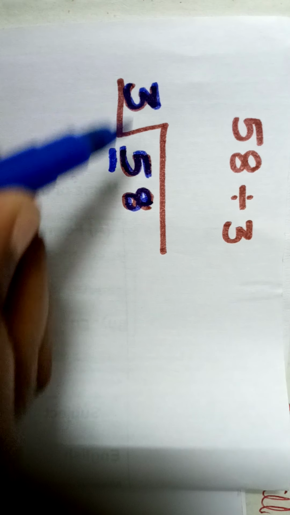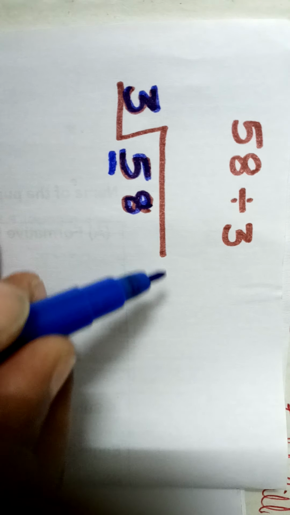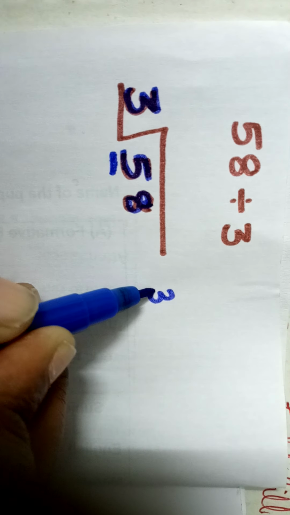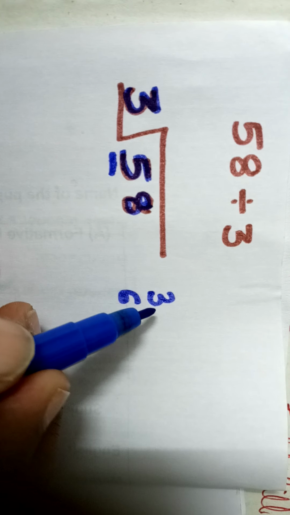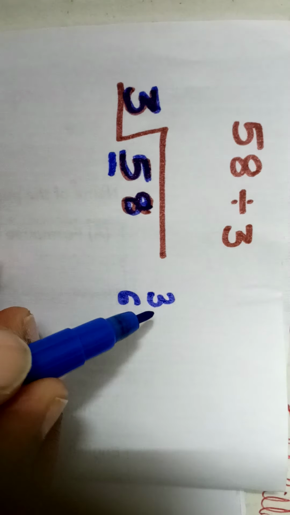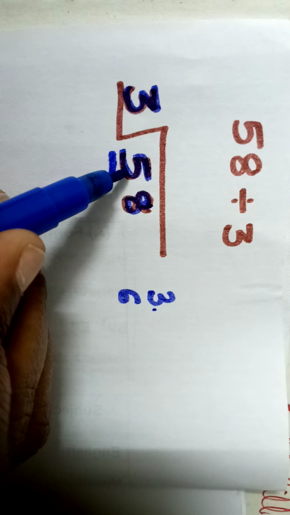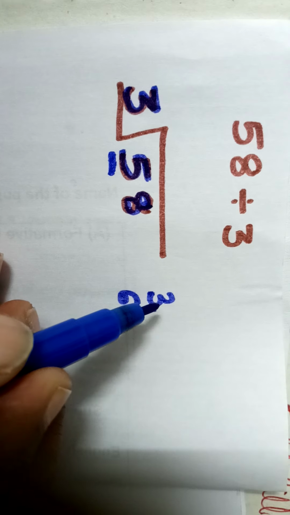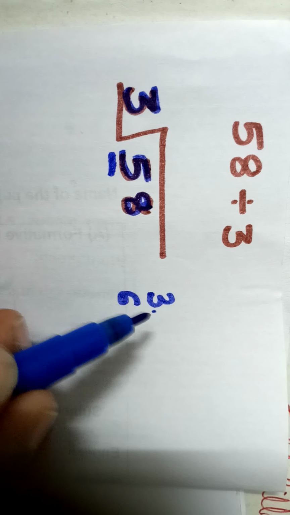So 3 ones are 3. Okay? 3 ones are 3. 3 twos are 6. So which one will you take? You will take 3 or you will take 6? Which one will you take? 5. 5 में से कौन सा माइनस कर सकते हैं? 3 माइनस कर सकते हैं कि 6 माइनस कर सकते हैं? क्या माइनस कर सकते हैं?